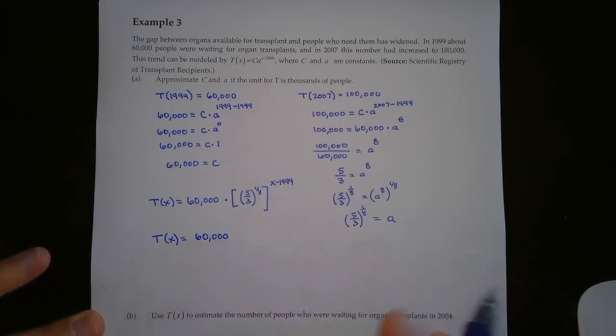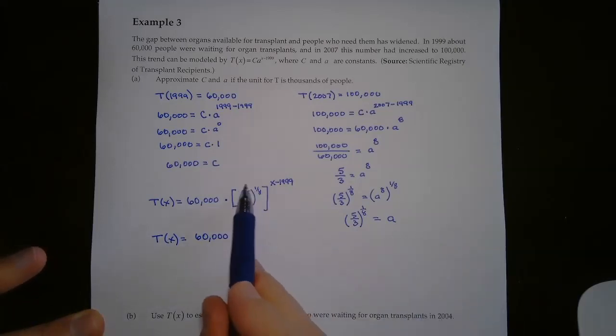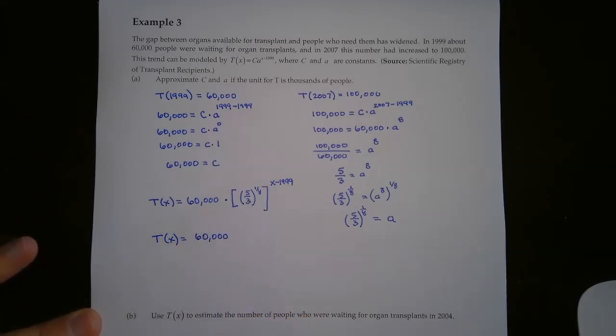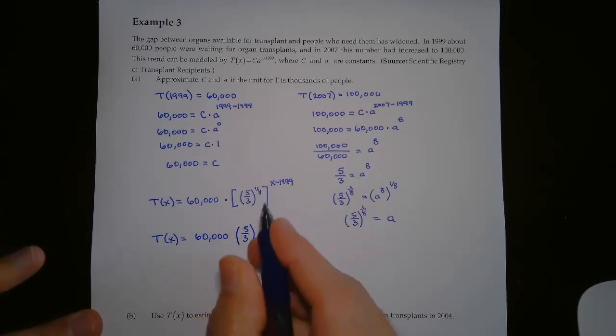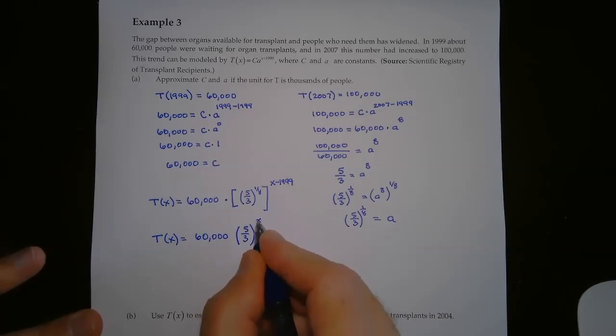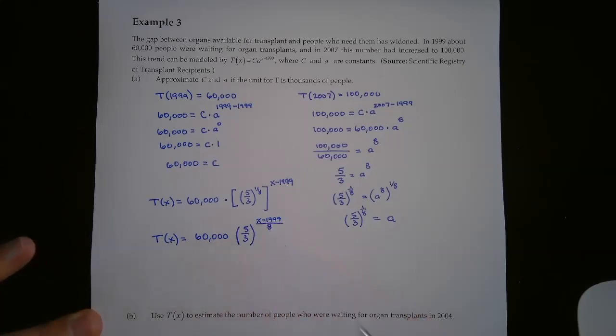Because we're doing math, you don't want to round this and use a rounded value. Why? Because this is the exact value from the data that we're getting. So you don't want to put a decimal in here. That would be incorrect. We want to be specific with our math. So then this would be 5/3 raised to the x minus 1999 over 8. If we put in the year, that will give me how many thousands of people are waiting for these organ transplants.